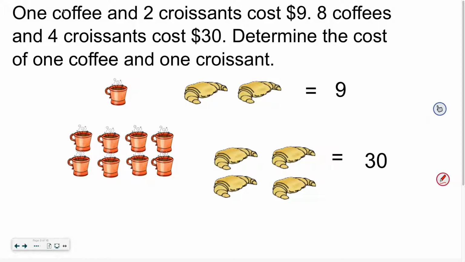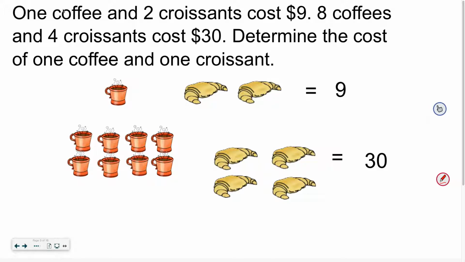I went to a coffee shop, I bought 1 coffee, and I got 2 croissants, and I spent $9. My friend also came to the coffee shop, and she was buying for a whole bunch of people. So she bought 8 coffees, and she also bought 4 croissants, and she spent $30. Okay? We're going to figure out the cost of 1 coffee and the cost of 1 croissant. And we're going to use a different method.